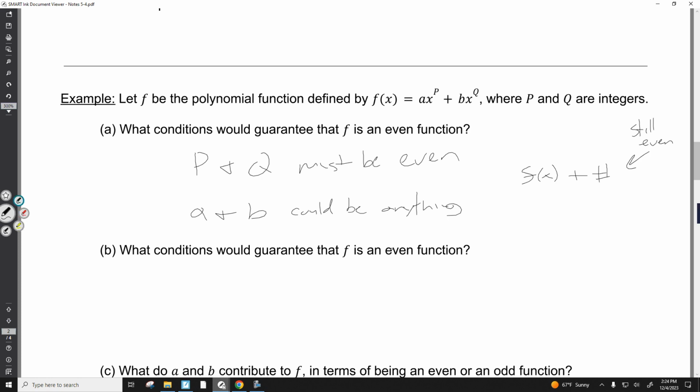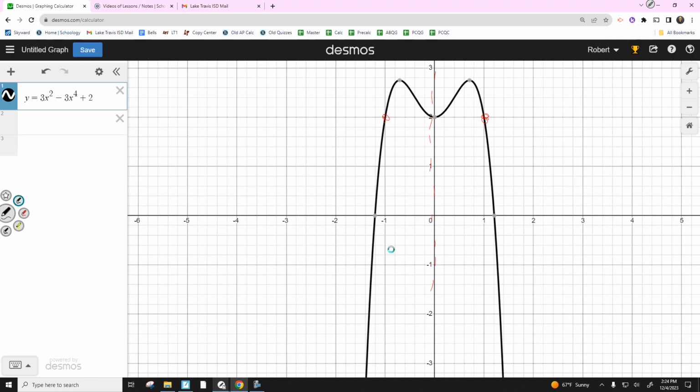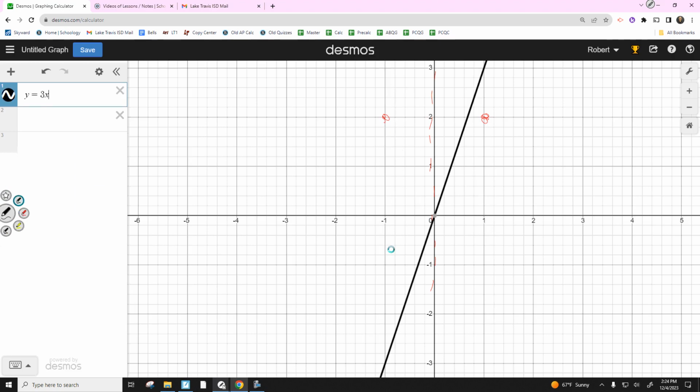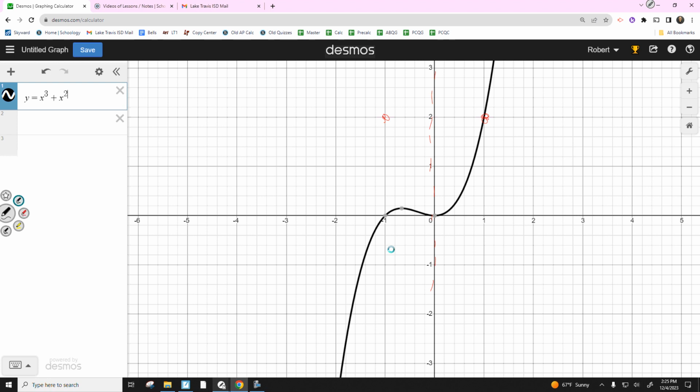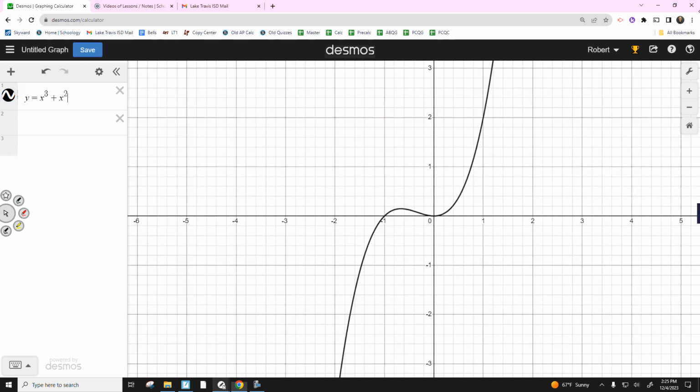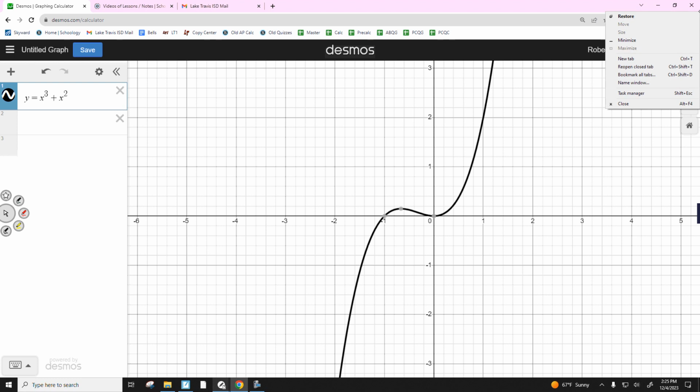Change this to odd. Let's go back to x cubed, our original odd function. If I add x squared, do you think it's going to be odd? It looks like it, but it's not. You have to see opposite y's and opposite x's. You see the point 1, 2. You would need to have the point negative 1, negative 2. You don't. So even though you think, oh, it kind of still looks like x cubed, this is a neither.